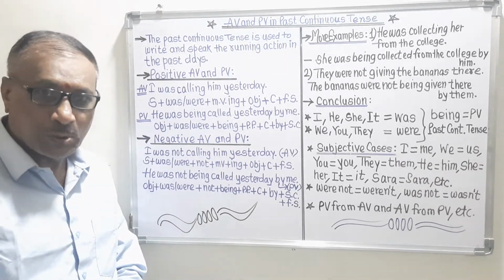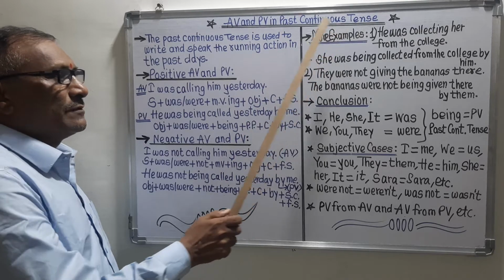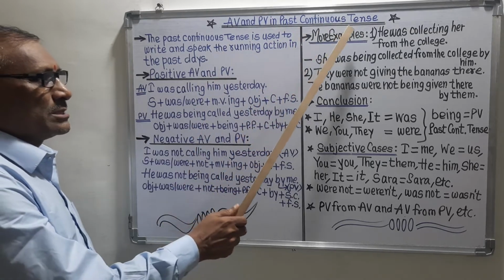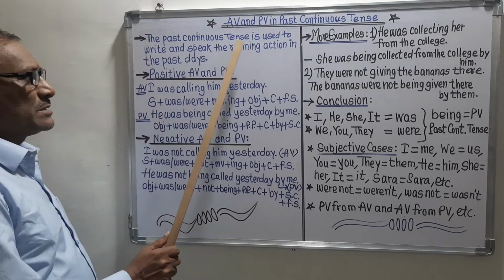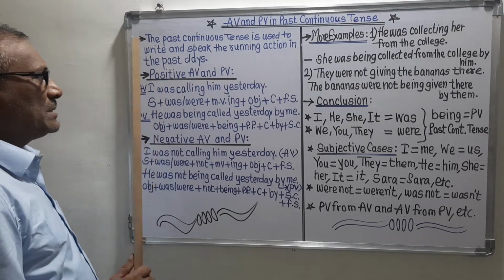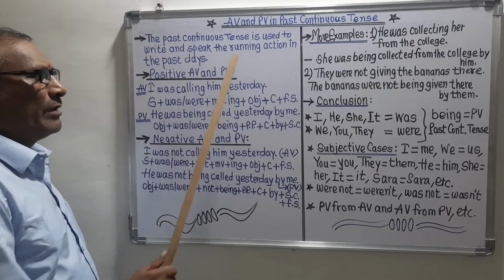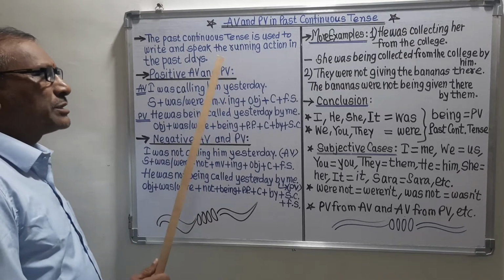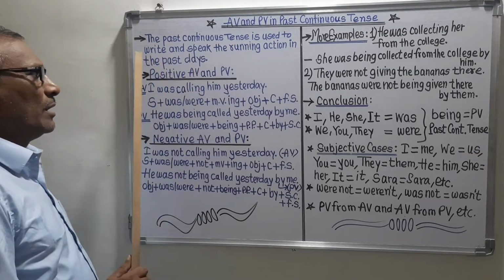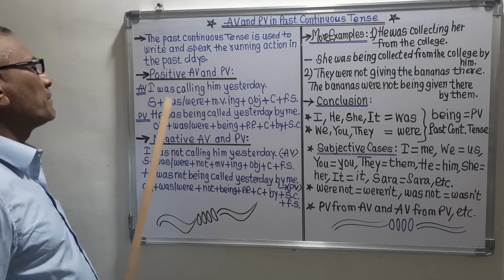So we will turn now to the topic. The topic is active voice and passive voice in past continuous tense. It means that we are going to see the active voice and passive voice in the past continuous tense. The past continuous tense is used to write and speak about a running action in the past. It means that we can use the past continuous tense when the action was running, or was going on, in the past times or in the past period.